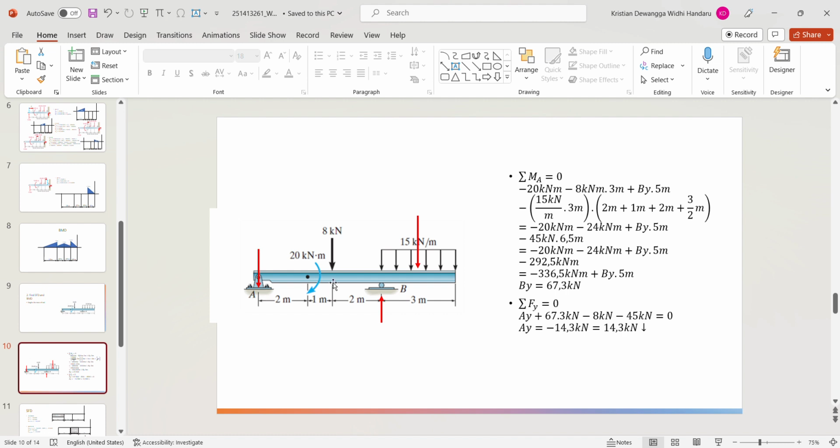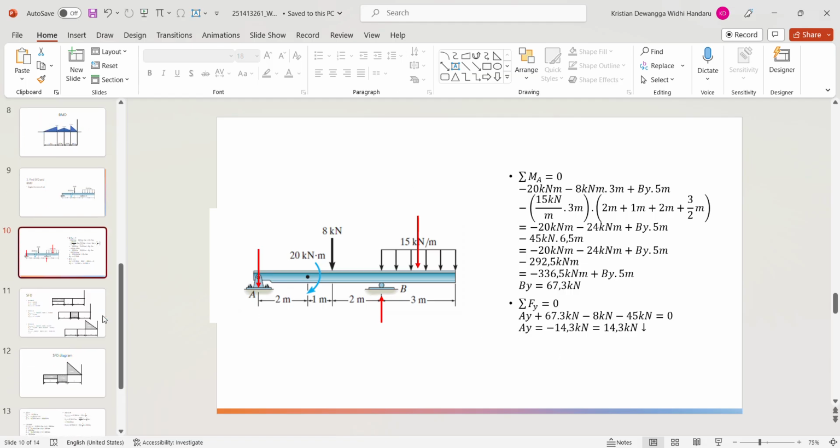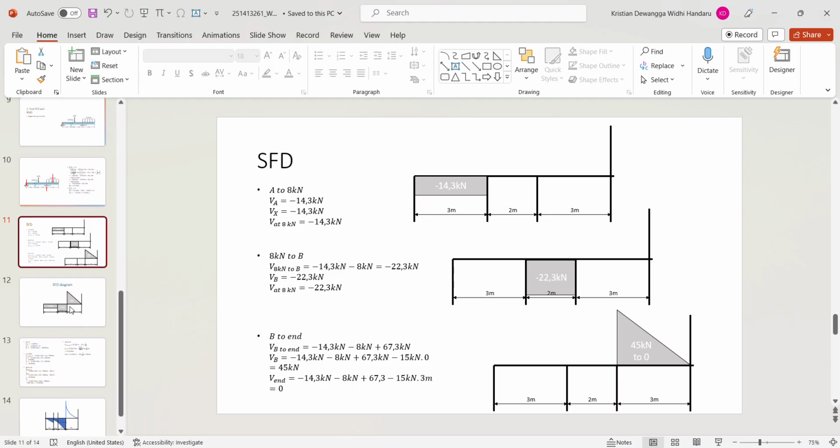And then for the VA, we just calculate with sigma Fy equal to 0. And then Ay plus 67.3 kilonewton minus 8 kilonewton minus 45 kilonewton equal to 0. So we got Ay is minus 14.3 kilonewton, or 14.3 kilonewton going downward. From that, we got this.